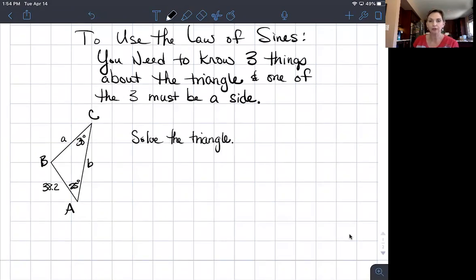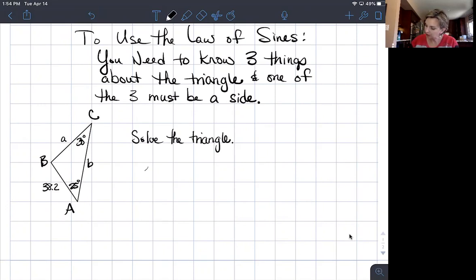Okay, so we need to solve for side A and side B. All right. To use the law of sines, we have to have one angle-side pair. Like we need to know angle A and side A, or angle B and side B, or angle C and side C. We need to know one of those pairs. In this case, we know angle C and side C, so that means we're going to be able to use the law of sines.